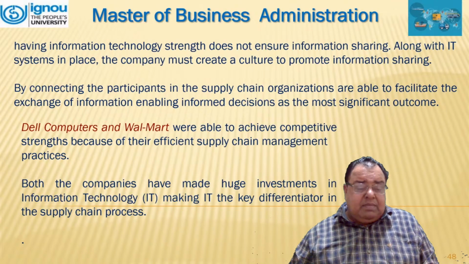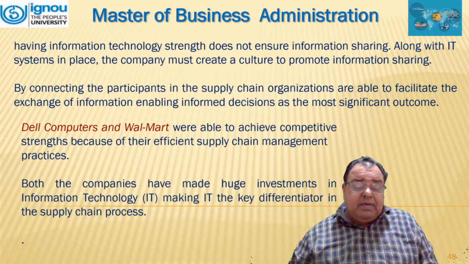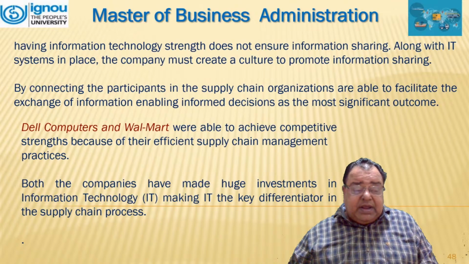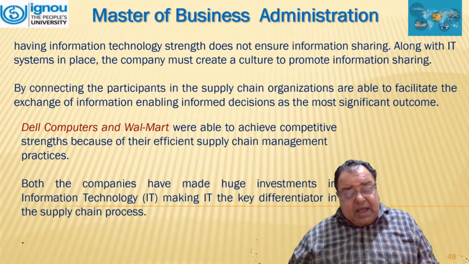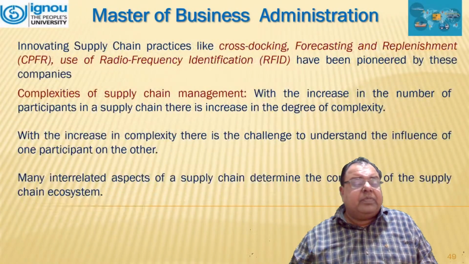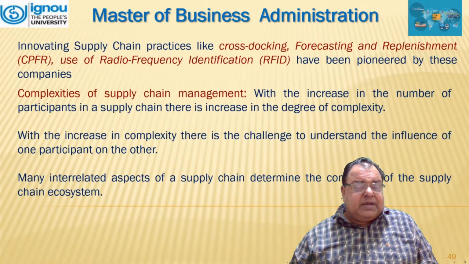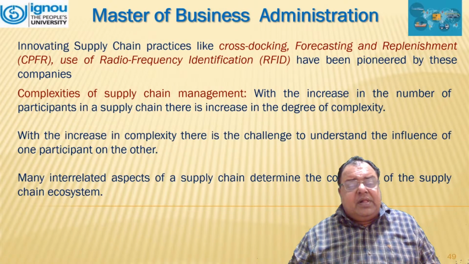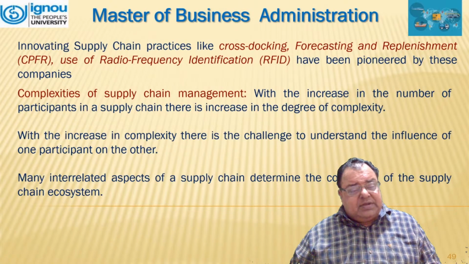Dell computers and Walmart were able to achieve competitive strength because of their effective supply chain management practices. Both the companies have made huge investment in information technology, making IT the key differentiator in the supply chain process. Innovating supply chain practices like cross-docking, forecasting, and replenishment, and use of radio frequency identification have been pioneered by these companies.